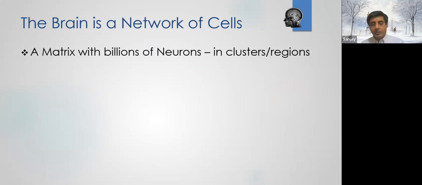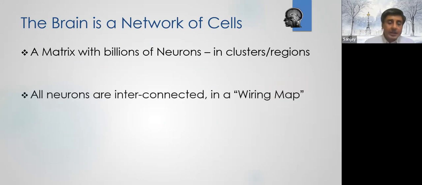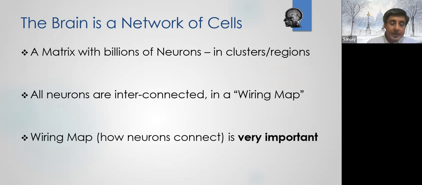Now, let me just summarize three key ideas here. The brain is a matrix with billions of neurons, and those neurons are clustered in subregions as well as in larger regions. Every neuron is interconnected in a wiring map. That's very important to understand. And then this wiring map, or how these neurons are connected, is one of the most important things in terms of behavior and function. These three important ideas, we're going to use as a starting point.